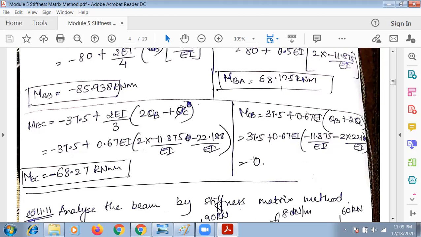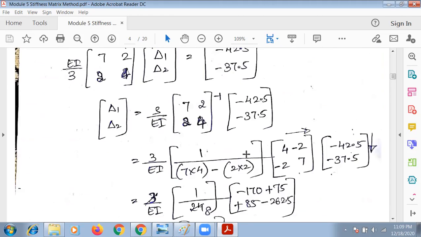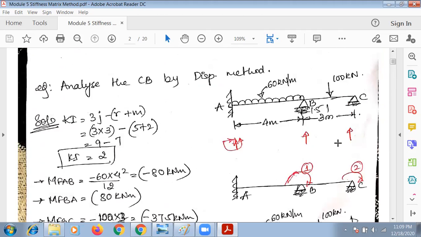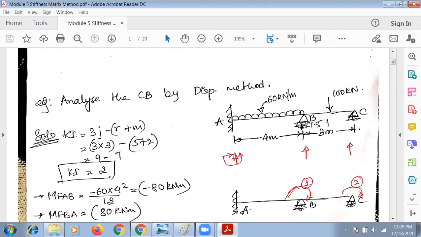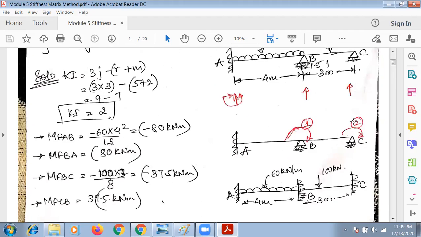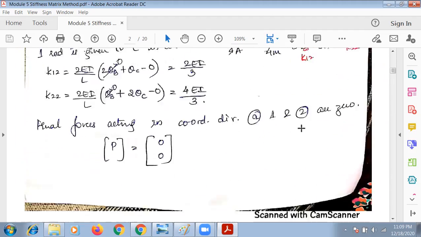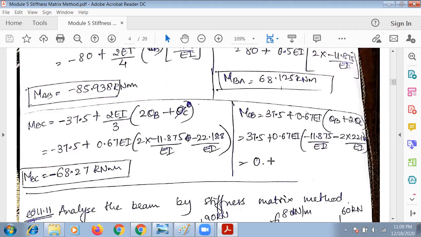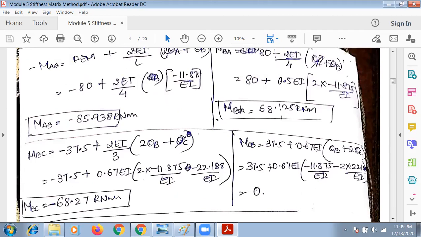The check is here, because at the start we saw that C is a simple support. So at C, the moment would be 0. That's why we have got 0 here. MCB is 0. And the check is that MBA should be equal and opposite to MBC. If this is plus, this should be minus, and vice versa. If you get this answer right, then what you have done is right.